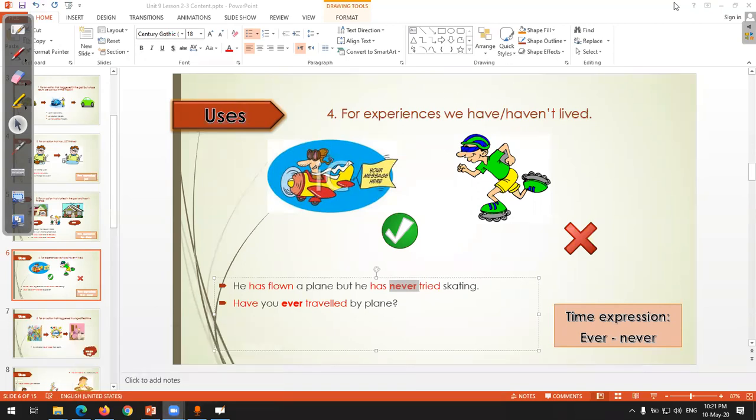So as we agreed, here ever is used in the question form, never is used in the negative form. We use it to talk about an experience we had in the past, like have you ever went to the pyramids? This is an experience. Have you ever rode a camel? This is an experience. Have you ever drank tea? This is an experience. Okay, so we use the present perfect to talk about experiences we had in the past or we didn't have.